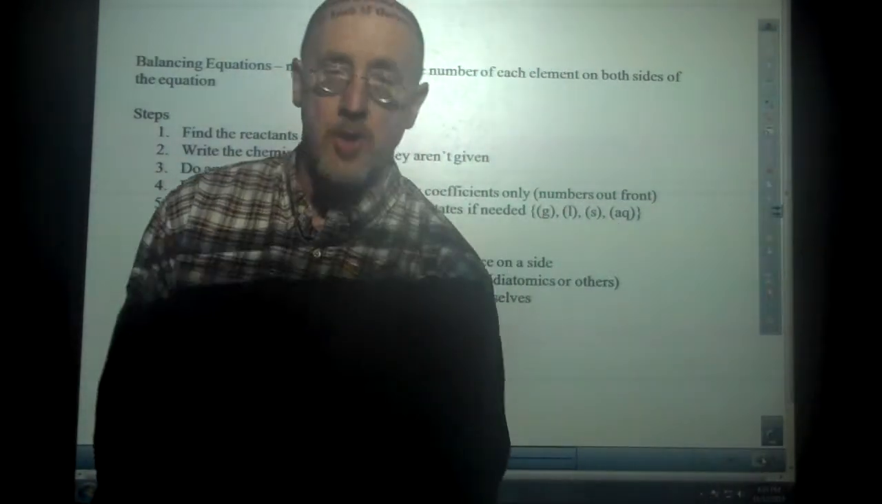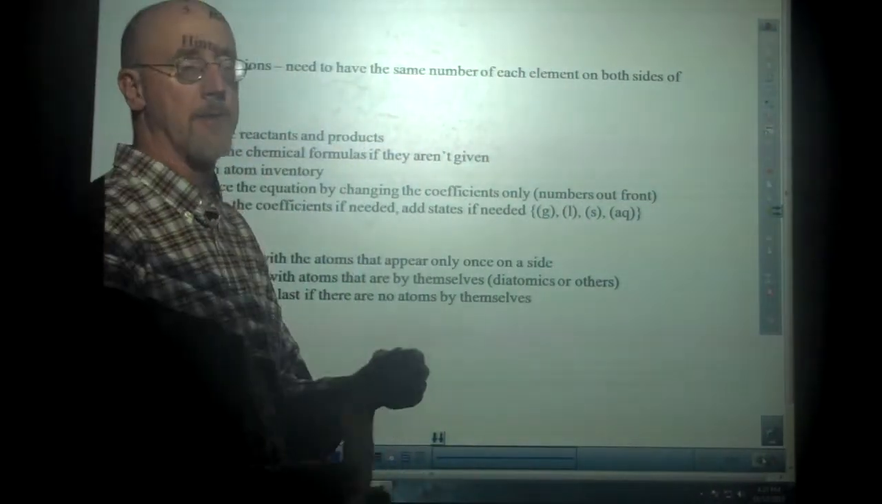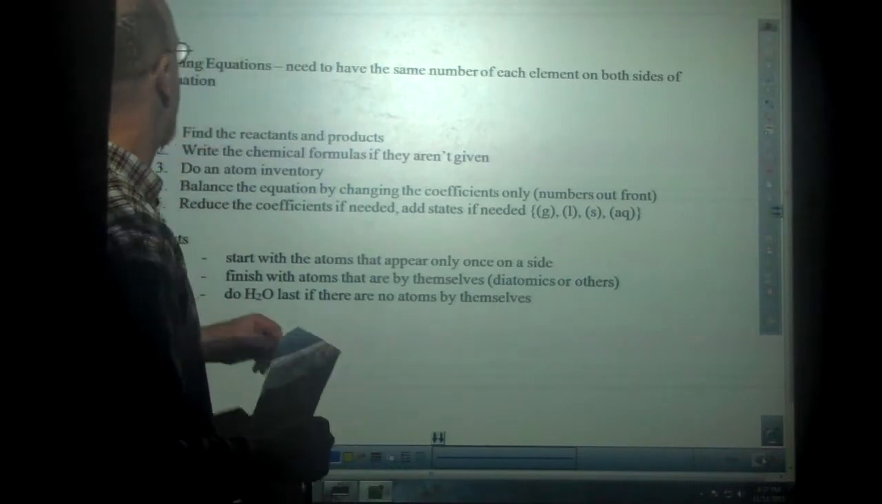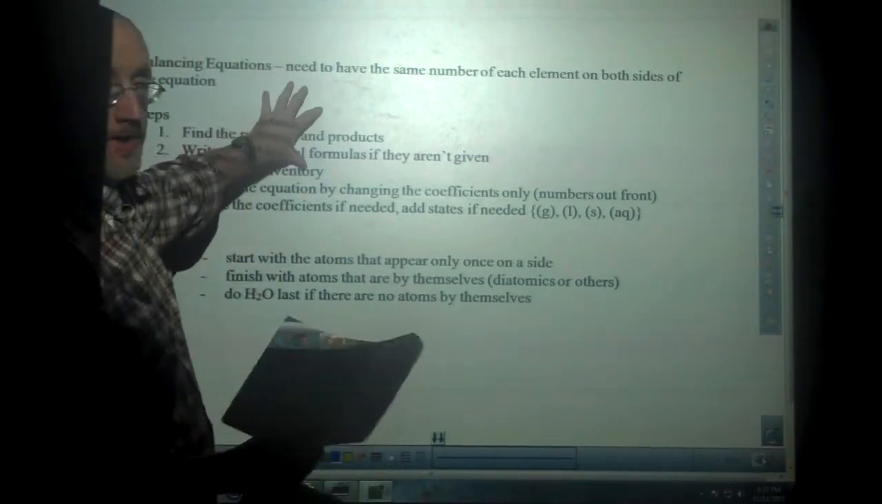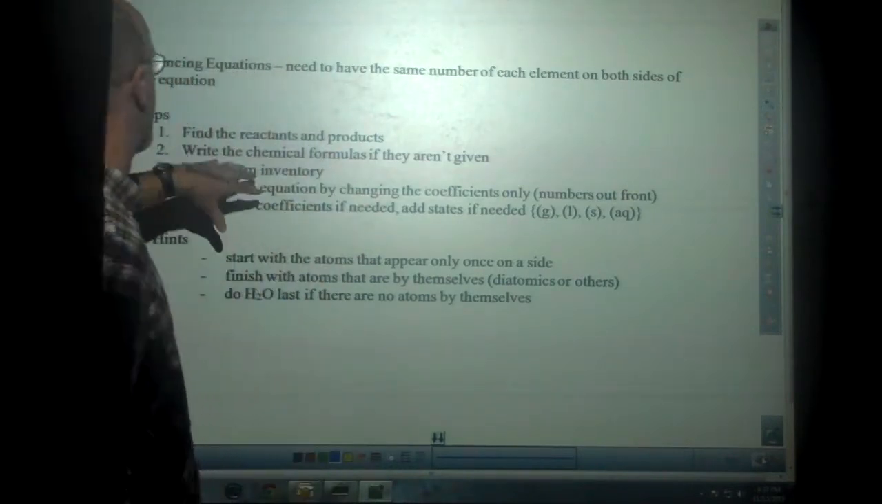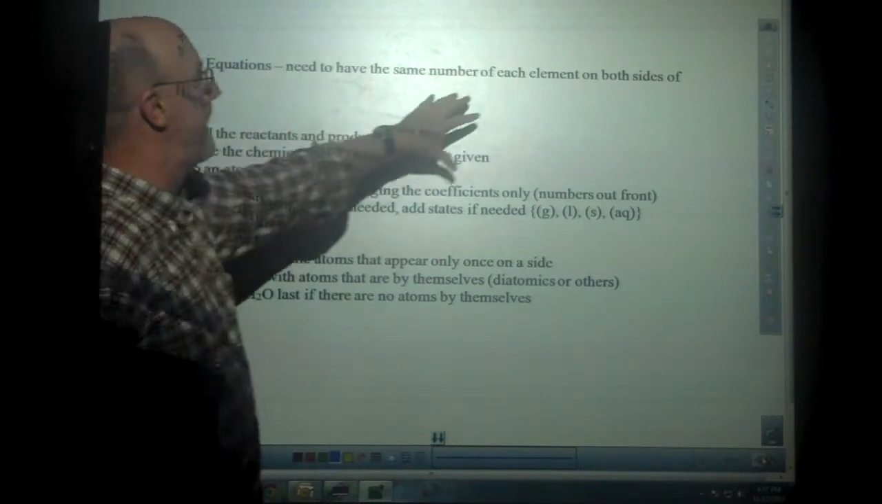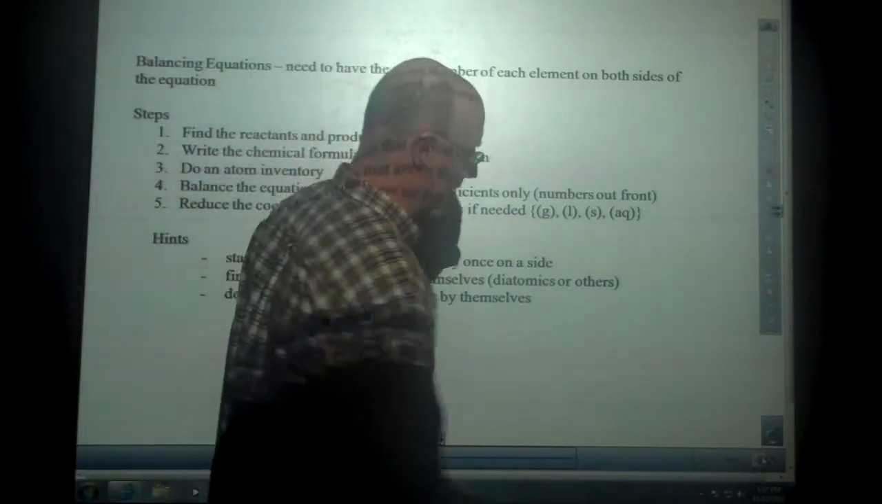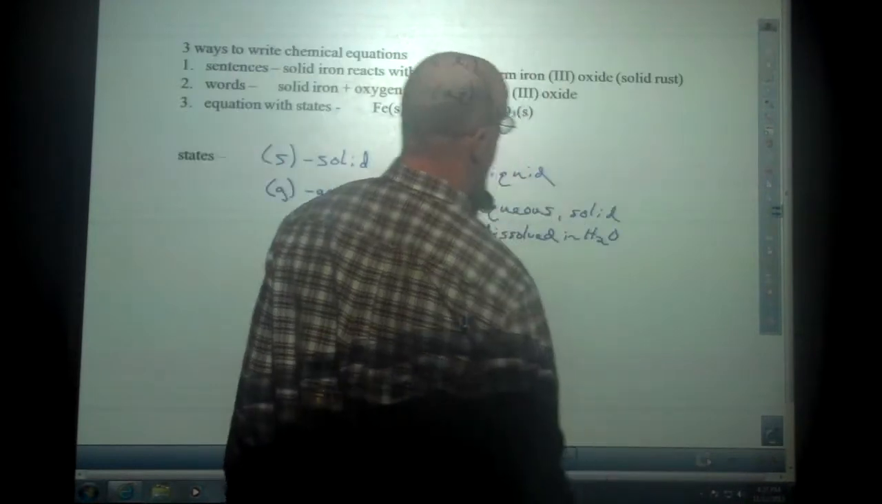We're back. This is part 2 of the flipped classroom for balancing equations. And these are the rules, so go ahead and make sure you have your notes handy. And the key is we need to have the same number of each element on each side. And that is similar to when we're baking.